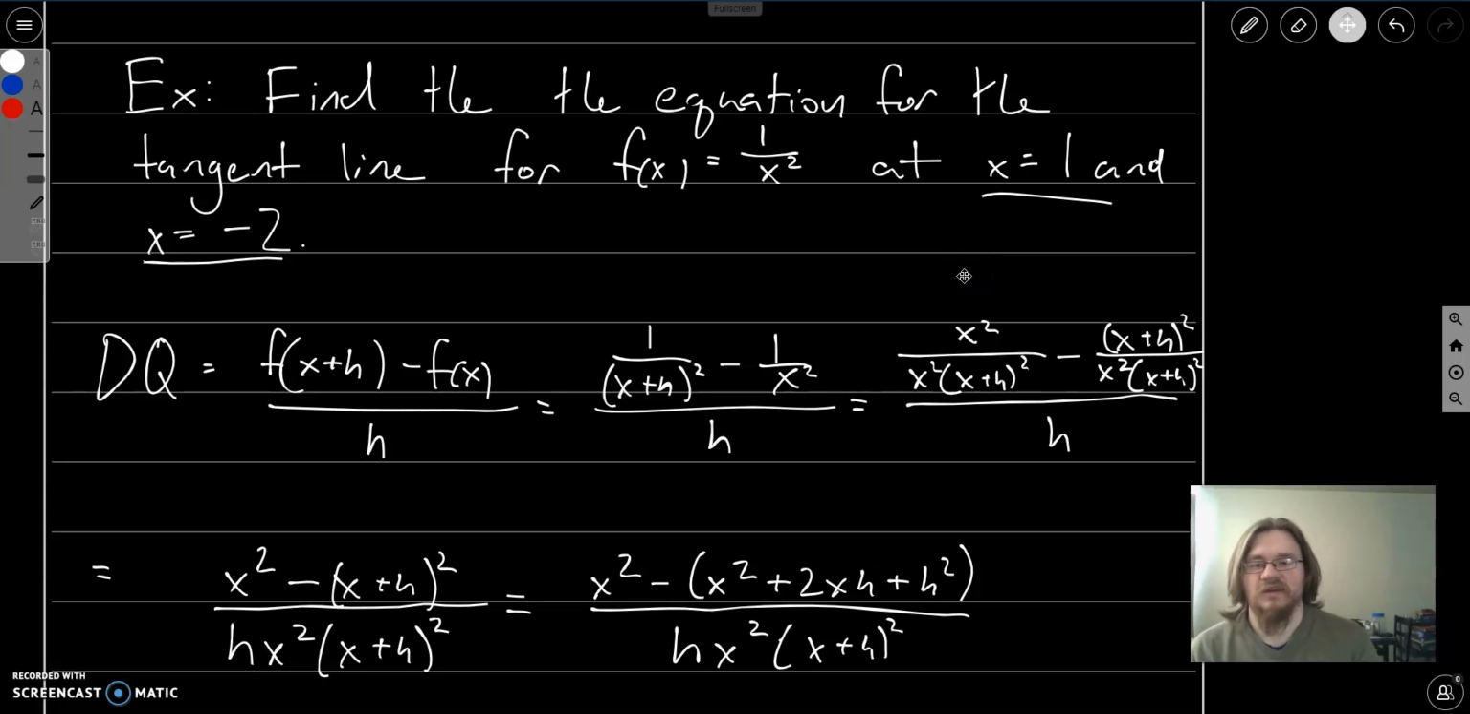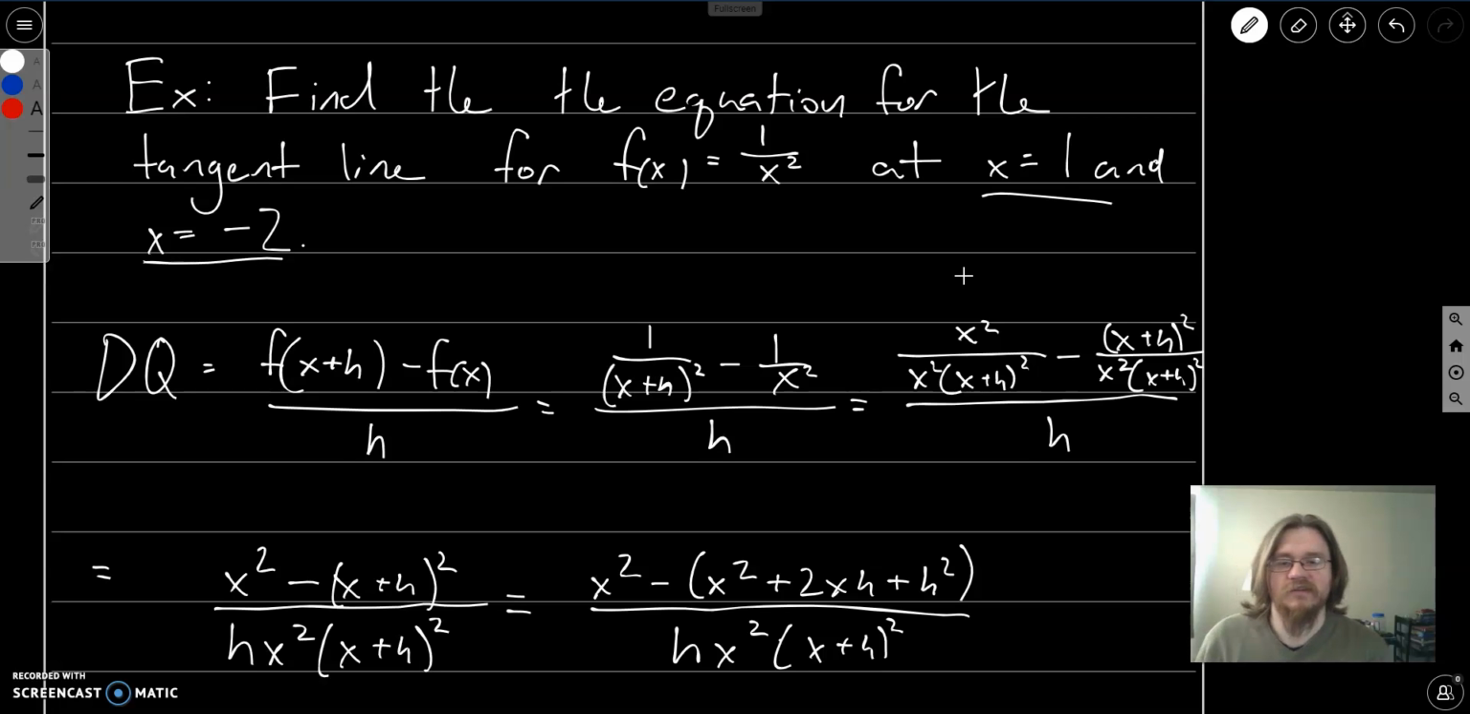Hello and welcome back. Let's continue to look at this question, in which we are finding the equation for the tangent line for this function. The tangent line is the one that will pass right by this function. It'll touch exactly one point and pass by with the exact same slope.